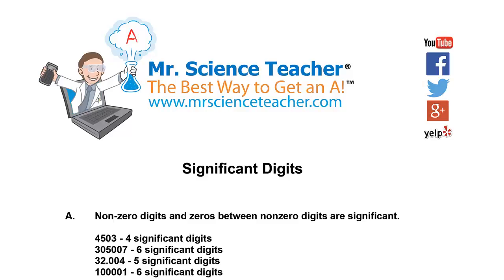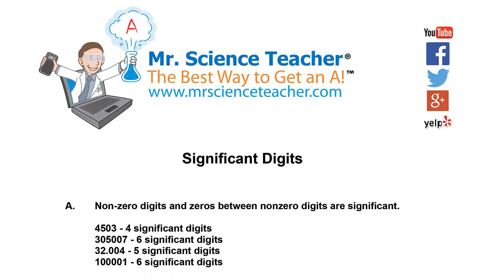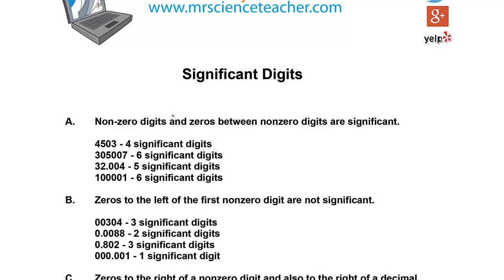Today we get to talk about significant digits. Let's get started. Non-zero digits and zeros between non-zero digits are significant. So this means this 4 is significant, and the 5 and the 3, those are non-zero digits, and zeros between non-zero digits are called significant. And so this 0 is between two significant digits, so it is significant. So what we are doing is we're just counting how many significant digits we have, and we get 4.